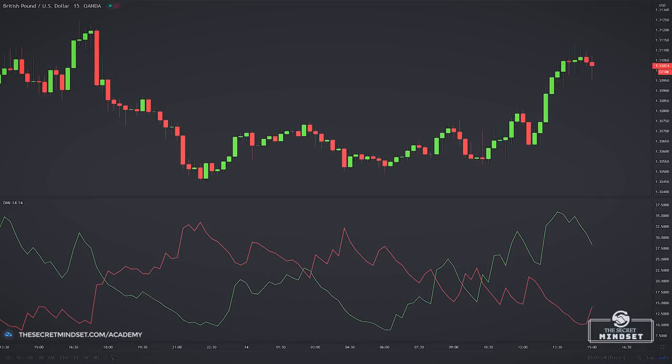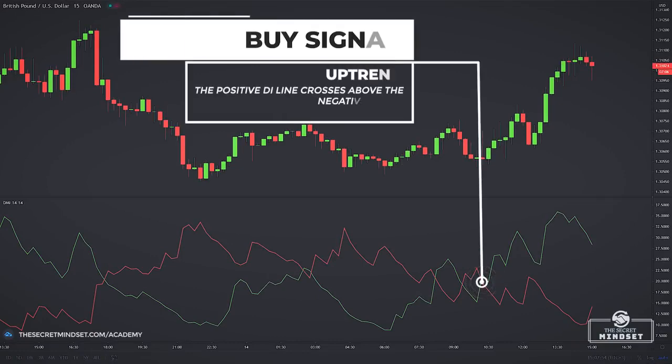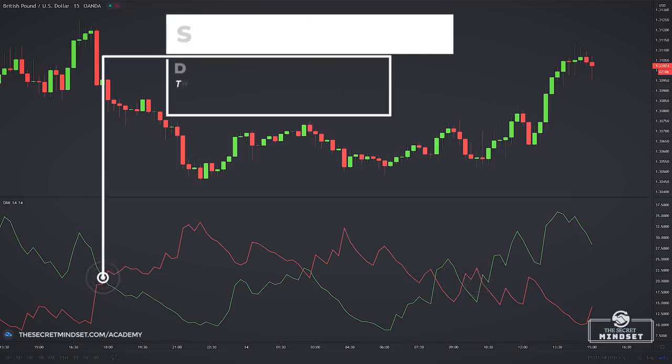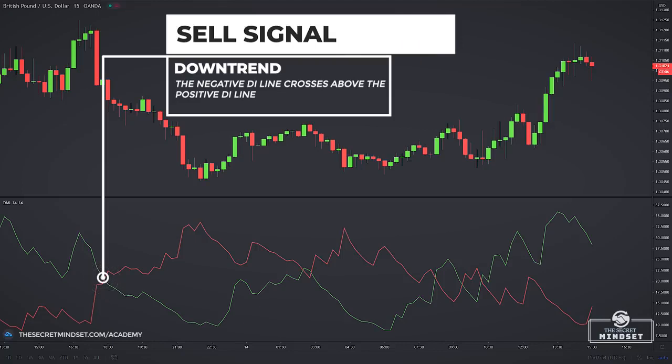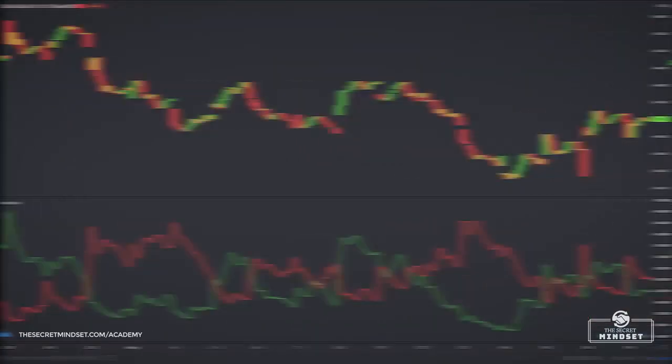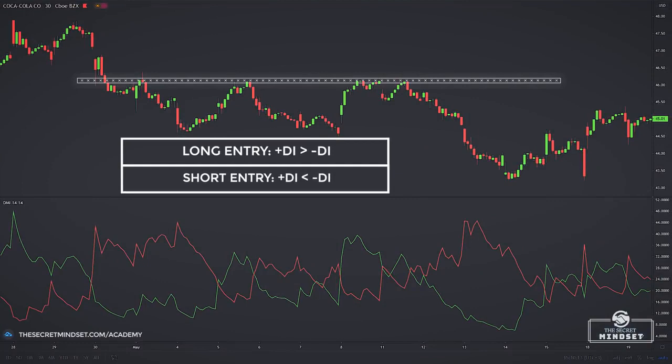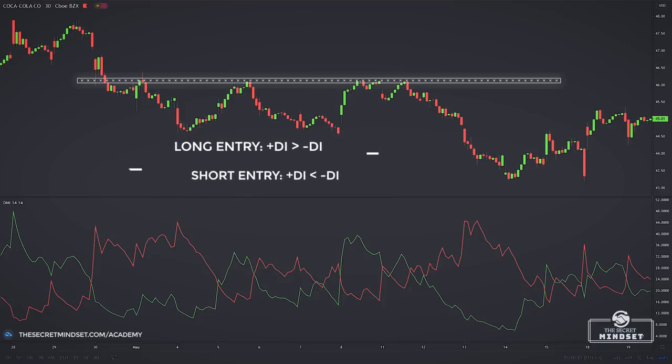When the DI lines cross each other, they give a signal. When the positive directional line crosses above the negative directional line, it means that the highs and the lows of the previous candles are both moving higher, which confirms an uptrend. When the negative directional line crosses above the positive directional line, it shows that over the past candles, price has been moving down and the lows and highs are going lower. Basically, when the positive DI line is above the negative DI line, you should be long. And when the positive DI line is below the negative DI line, you should be short.